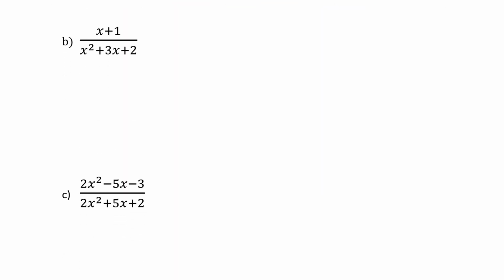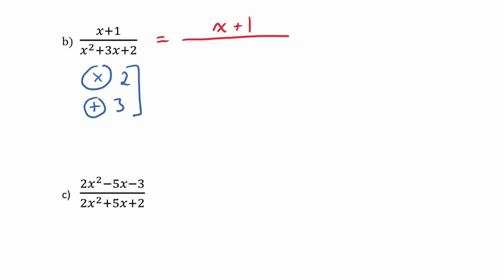Let's work through some more examples here. B, we have x plus 1. There's not much I can do there in terms of factoring, so I'll just copy that down on the next line. On the bottom here, though, notice we have a simple trinomial. Looking for two numbers that multiply to 2, and those same two numbers should add up to 3. Those numbers will be 2 and 1. So we can factor this as x plus 2 and x plus 1.